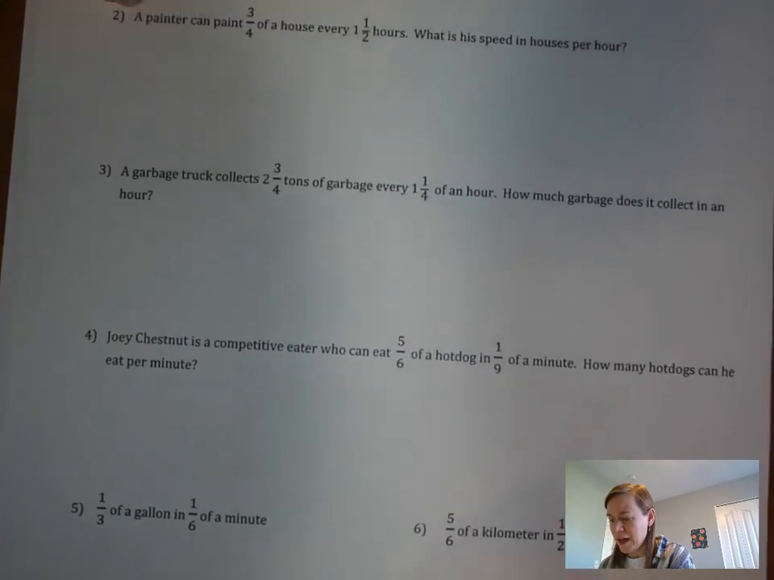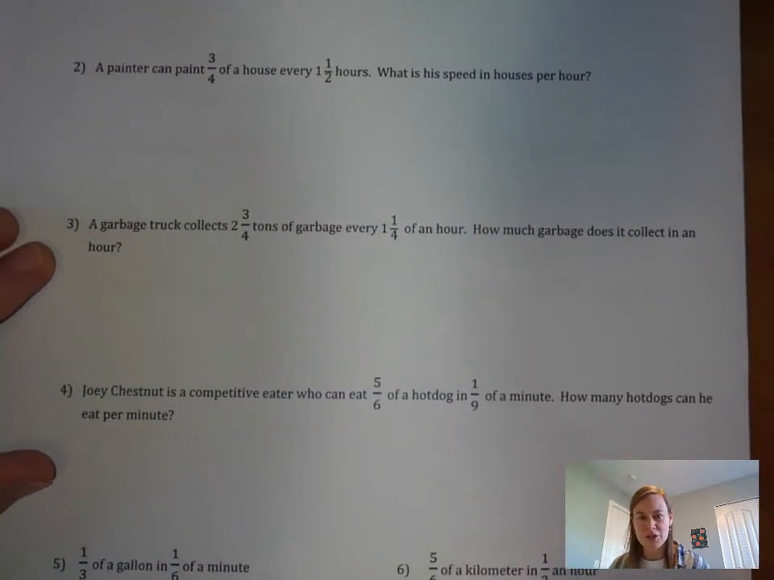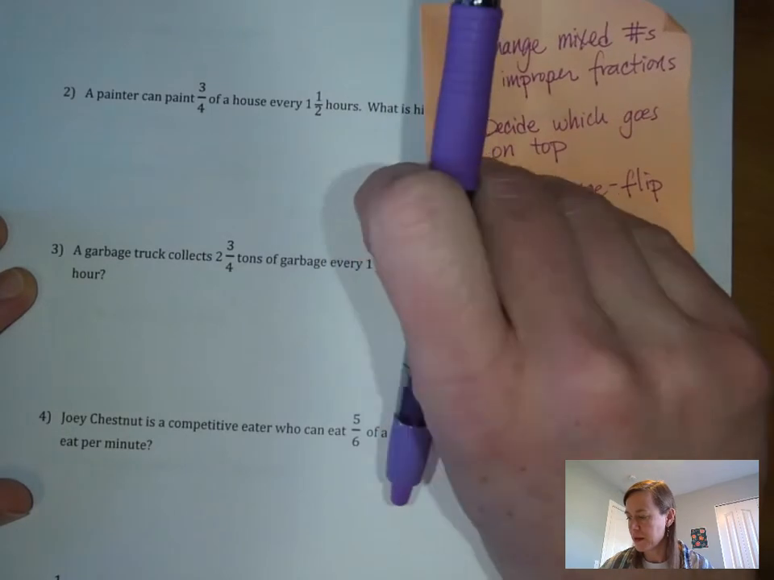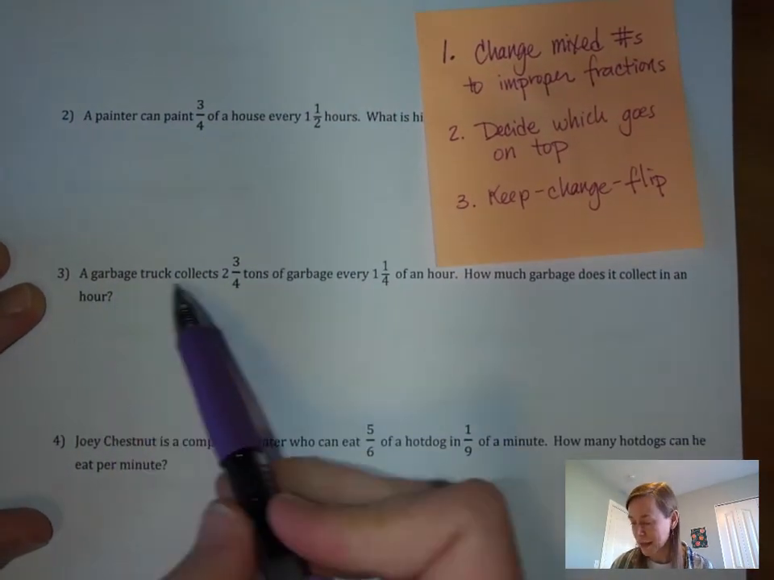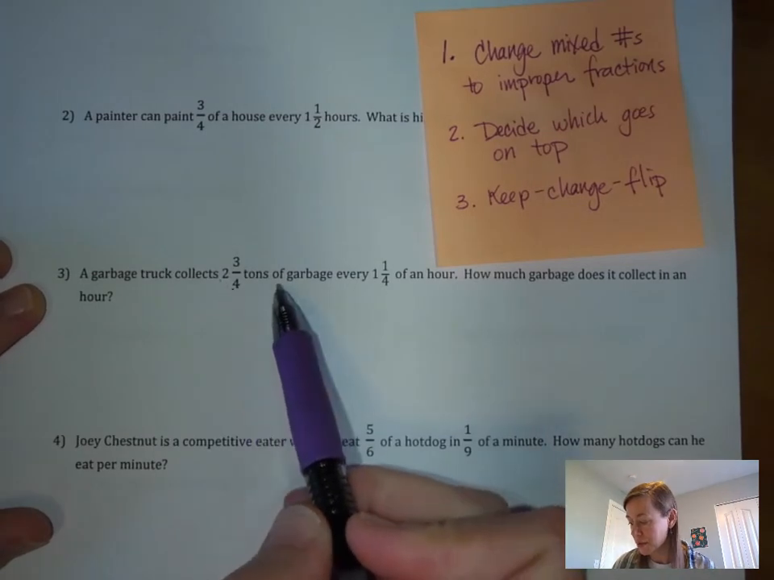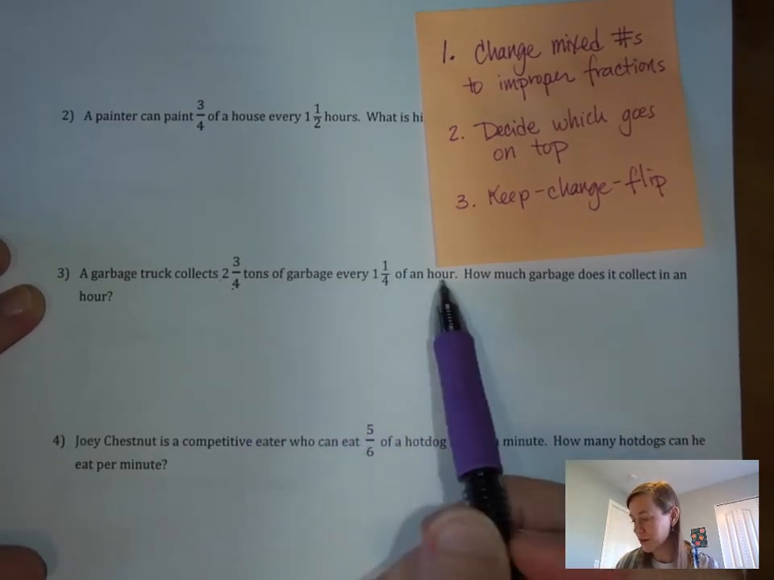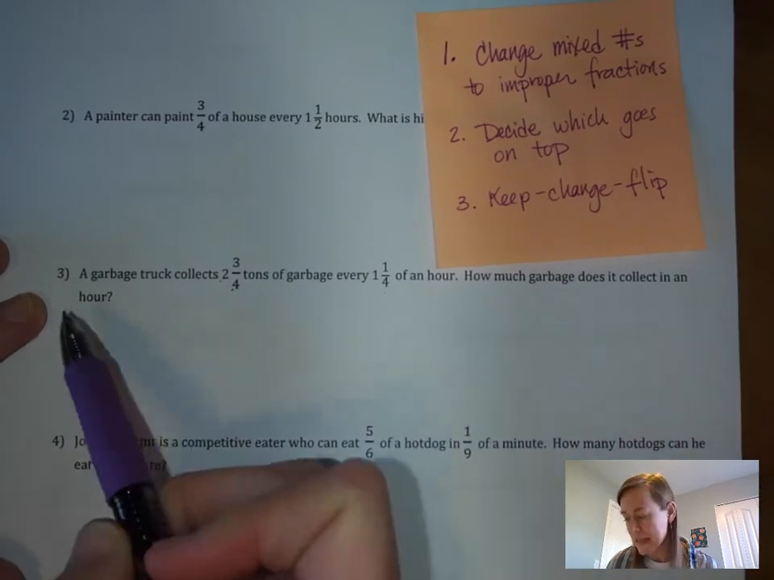Okay, what should we do? How about number 3 with this garbage truck? So I'll put my thing right here. Okay, let's read the problem first. A garbage truck collects 2 3/4 tons of garbage every 1 1/4 of an hour. How much garbage does it collect in an hour?